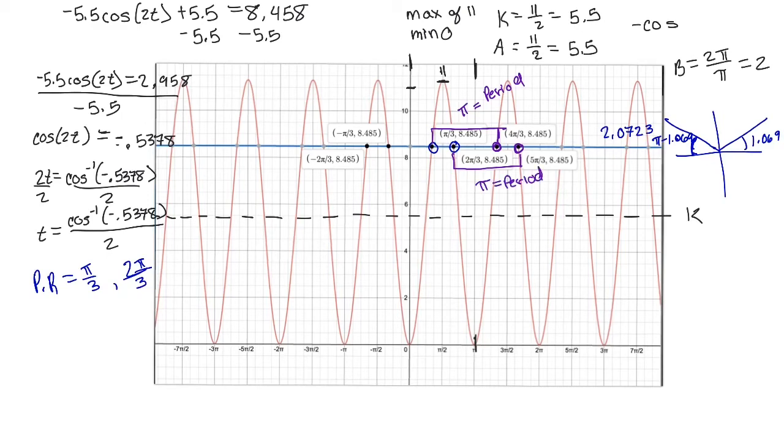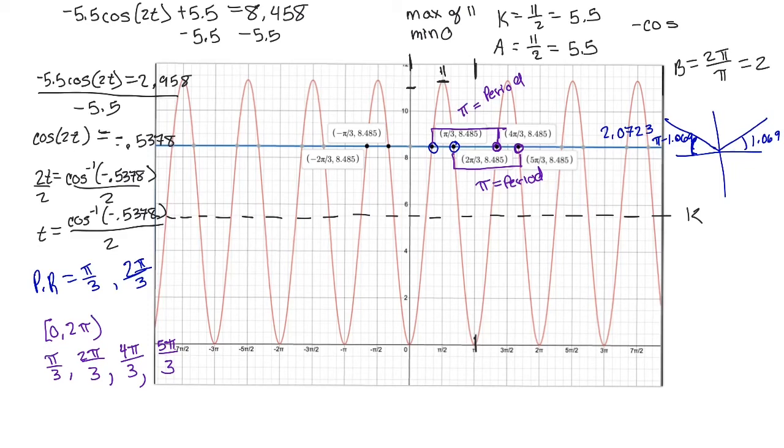Okay, so all possible solutions from 0 to 2 pi are all of our primary roots and secondary roots. There's our primary, and then our secondary is the 4 pi thirds, which is basically pi thirds plus pi. And then our secondary is 2 pi thirds plus pi, which is basically just 5 pi thirds.